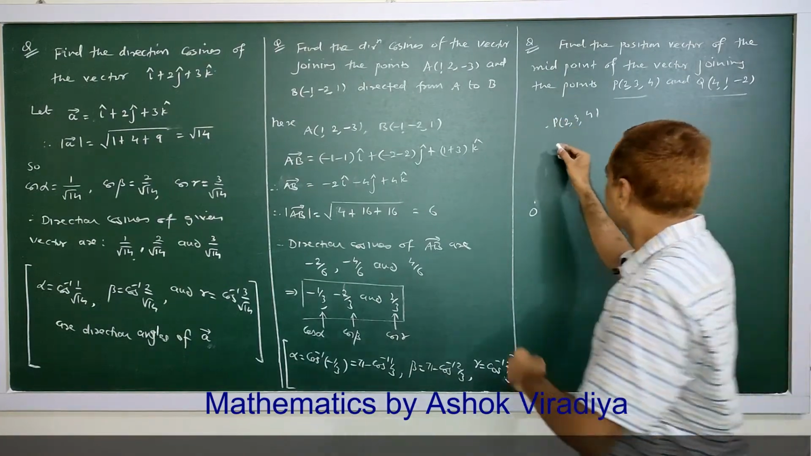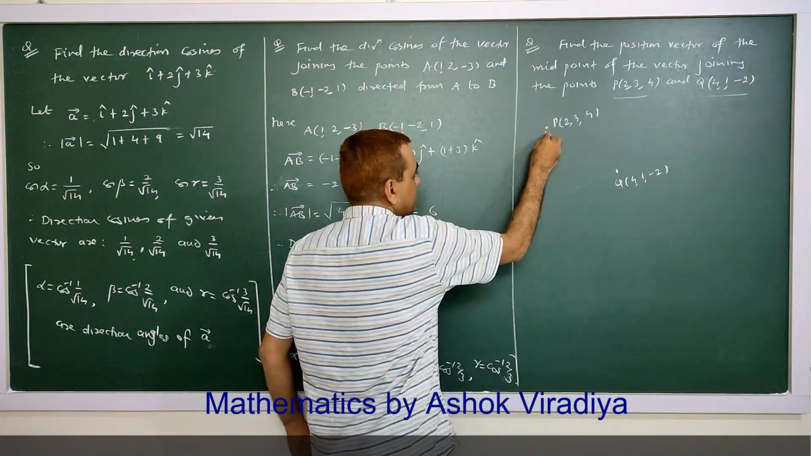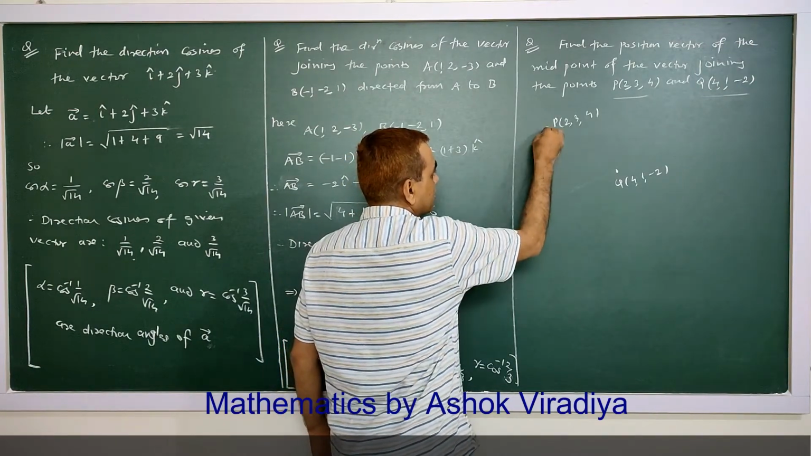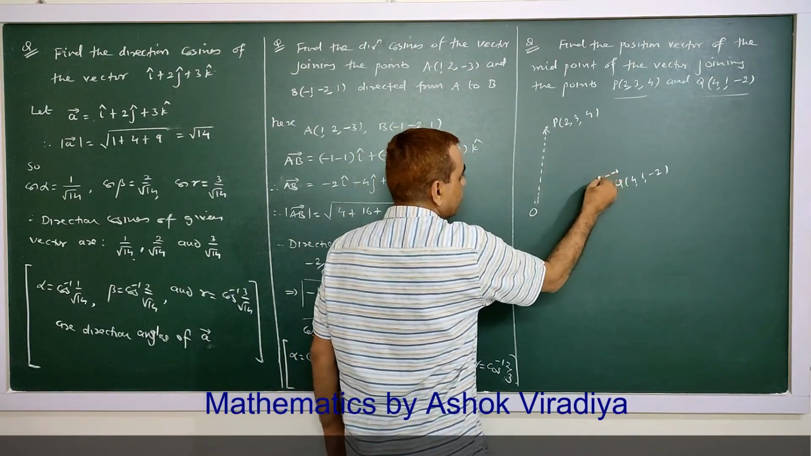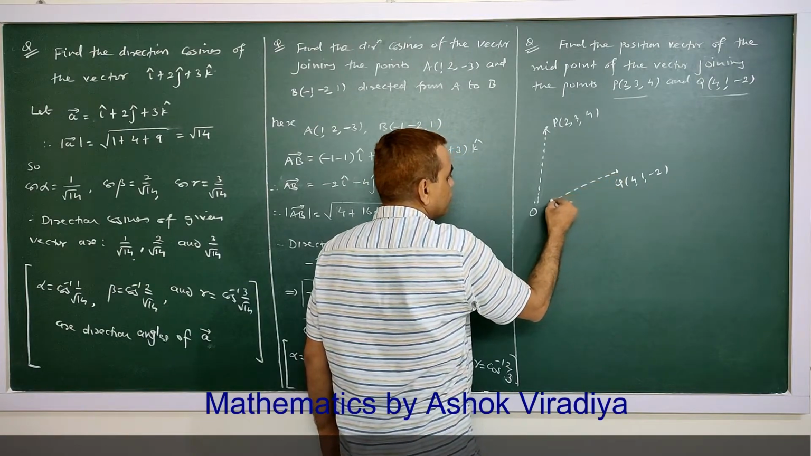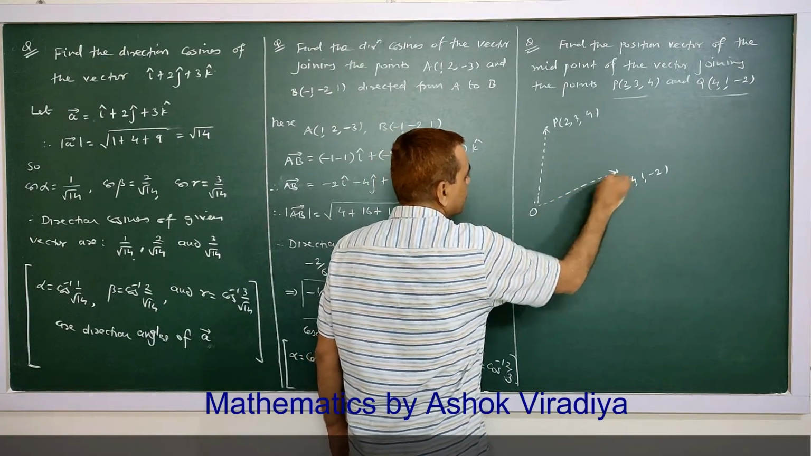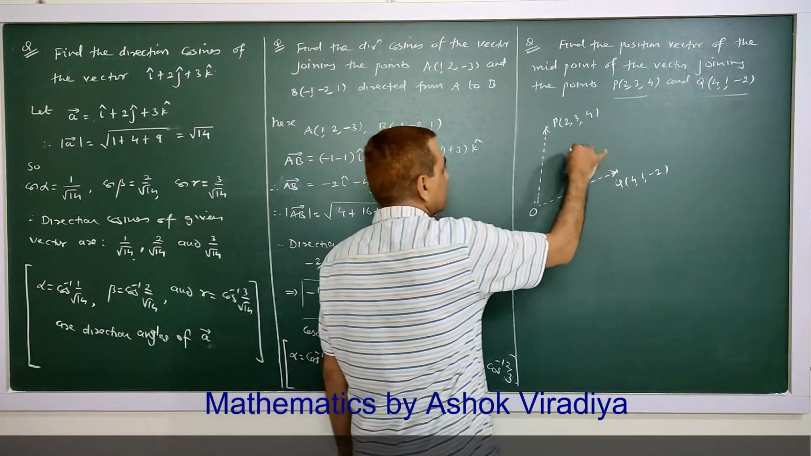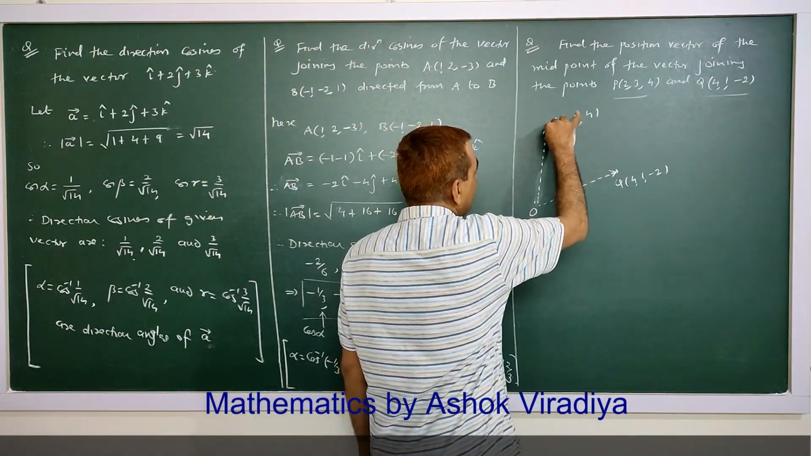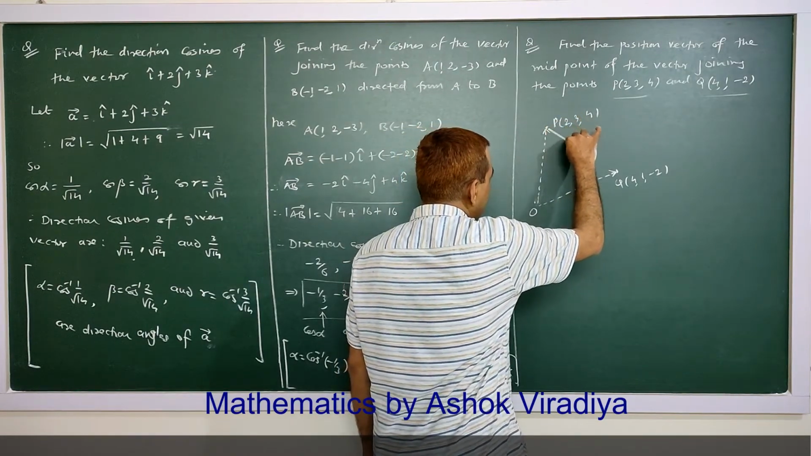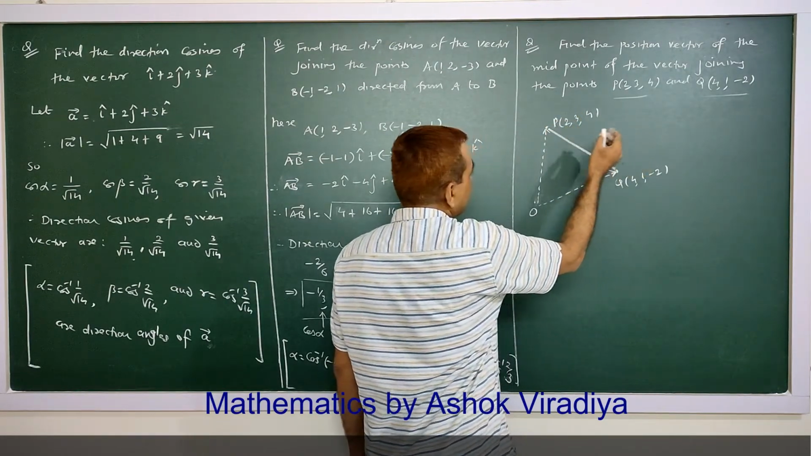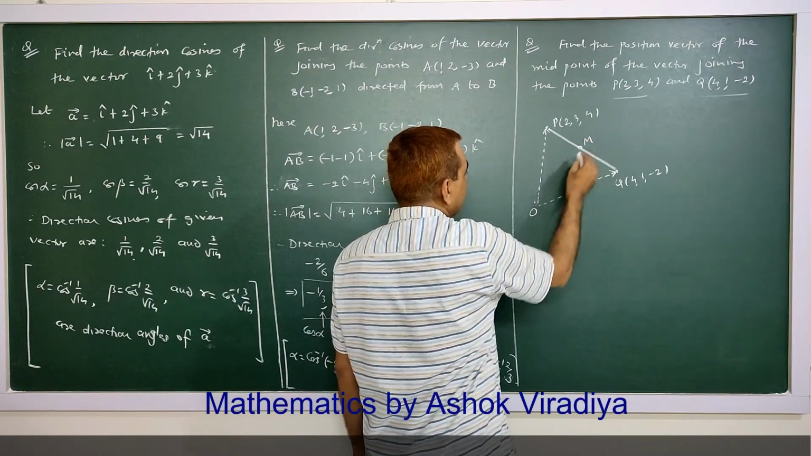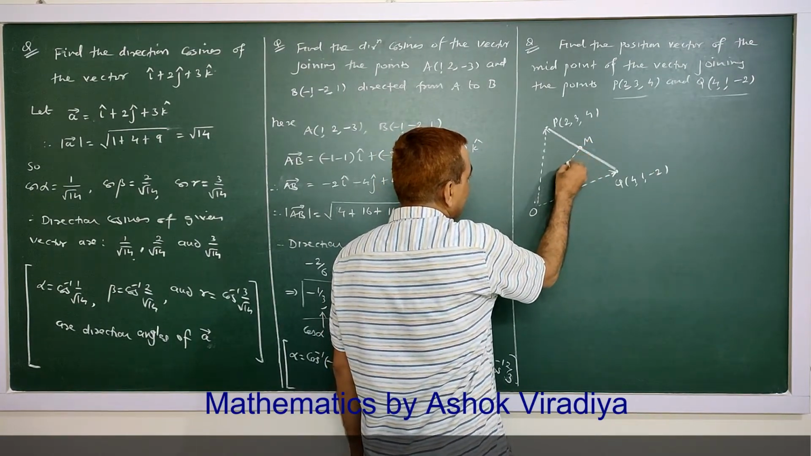See here, this is the position vector of P. This is the position vector of Q. And we want the position vector of the midpoint of this line segment PQ. If this point is M, we want this vector.